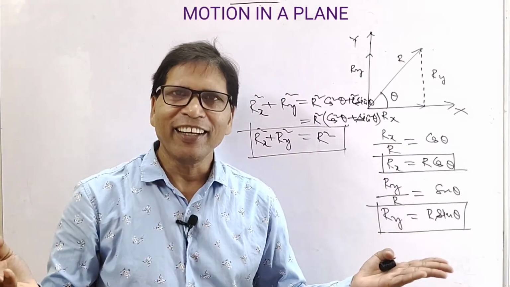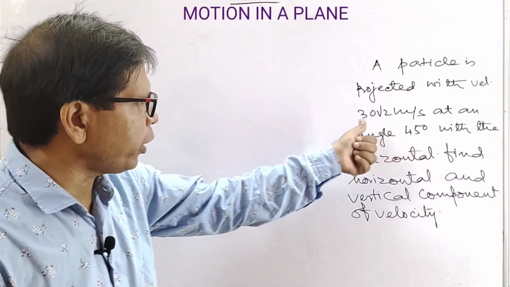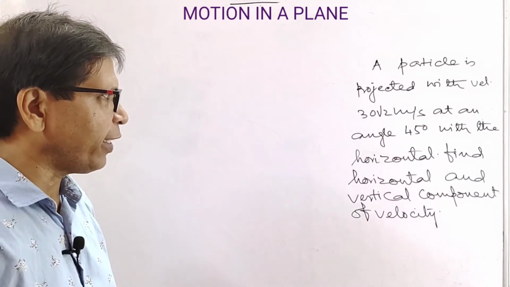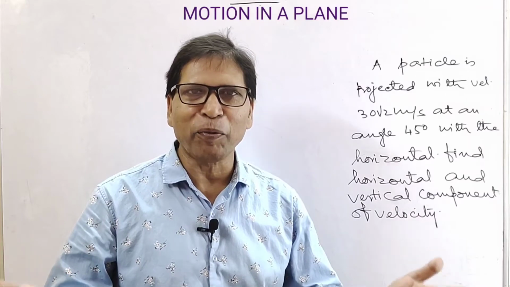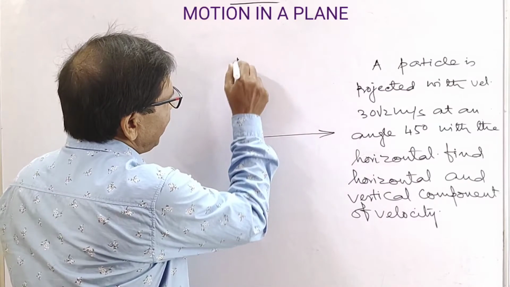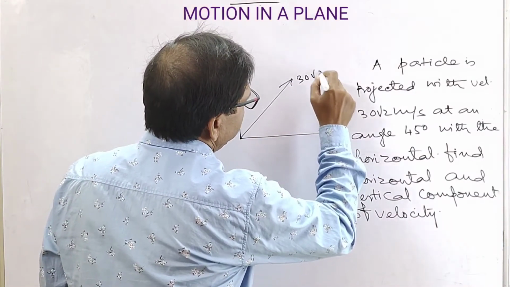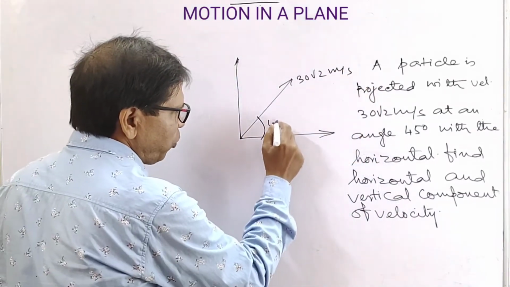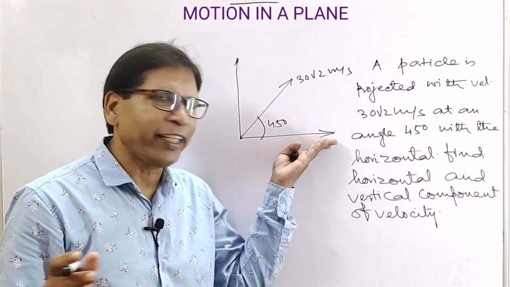Okay, understood? Now next, a particle is projected with velocity 30 root 2 meter per second at an angle of 45 degree with the horizontal. We have to calculate the horizontal and vertical component of velocity. Look at this, this is the horizontal line, this is the vertical line. The particle is projected at 30 root 2 meter per second at an angle of 45 degree with the horizontal. Now look at the component along the horizontal direction.